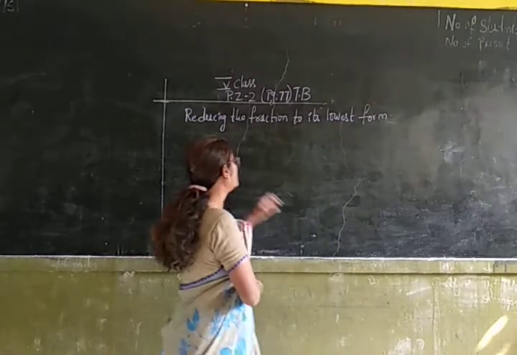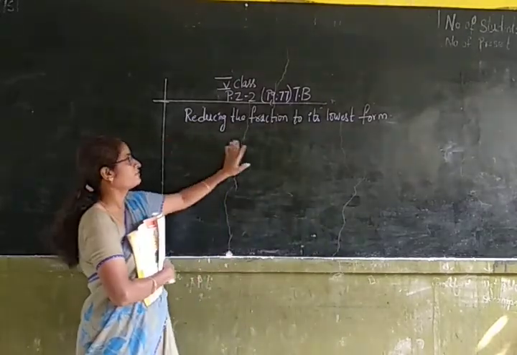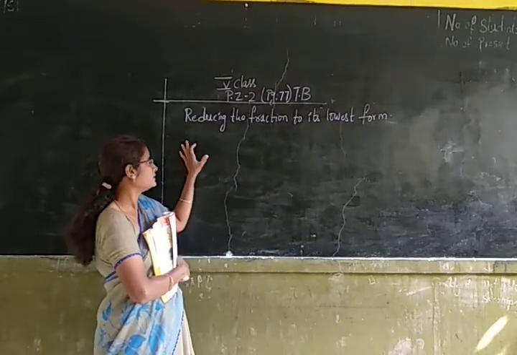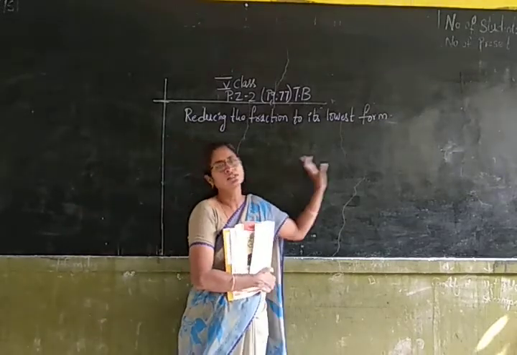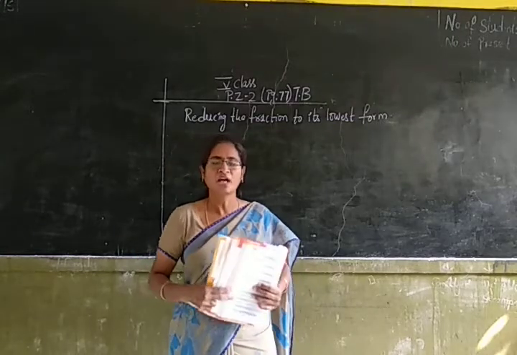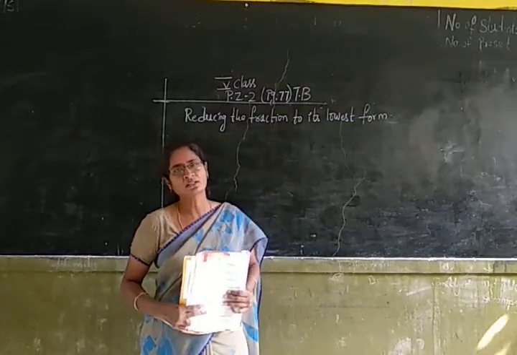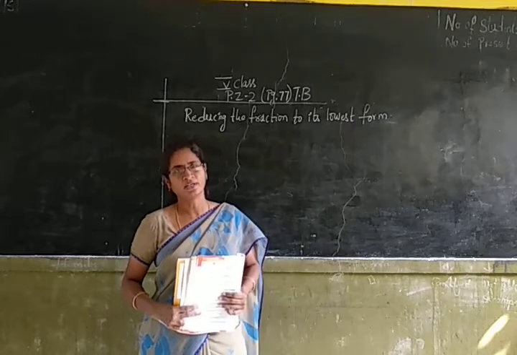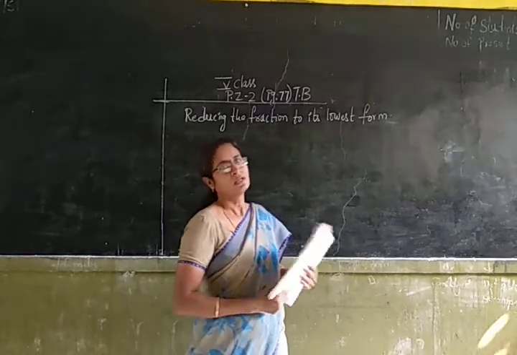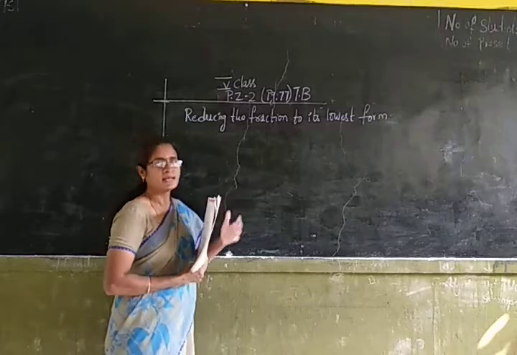In this class, let us learn about reducing the fraction to its lowest form. For reducing the fraction to its lowest form, we have to write down the prime factors of numerator and denominator and cancel out the common factors. Okay children? Let me explain this with an example.